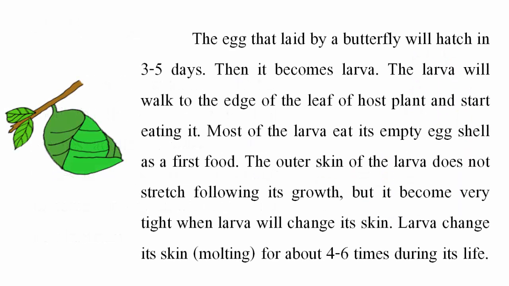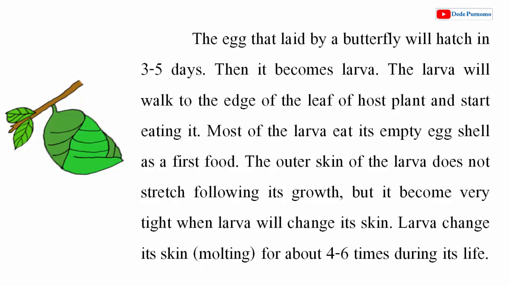The egg that is laid by a butterfly will hatch in 3 to 5 days. Then it becomes larva. The larva will walk to the edge of the leaf of the host plant and start eating it. Most of the larvae eat its empty eggshell as a first food. The outer skin of the larva does not stretch following its growth, but it becomes very tight when the larva will change its skin.